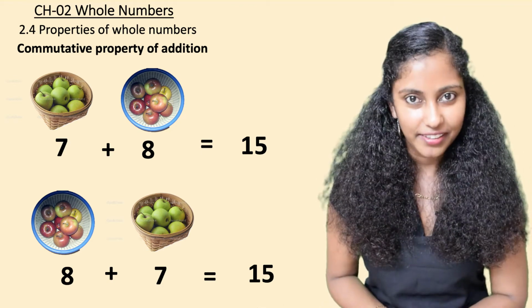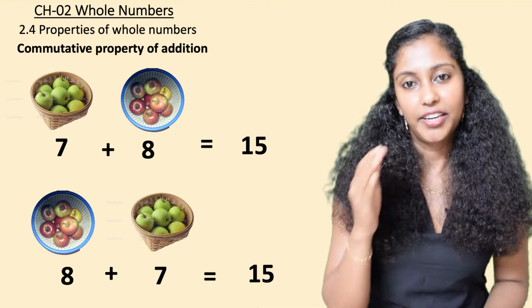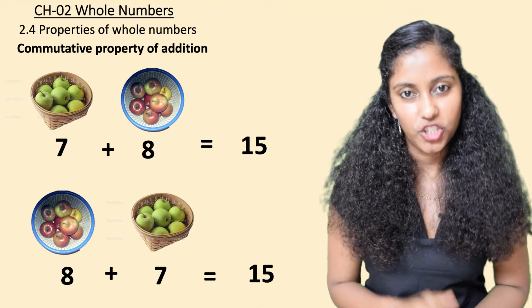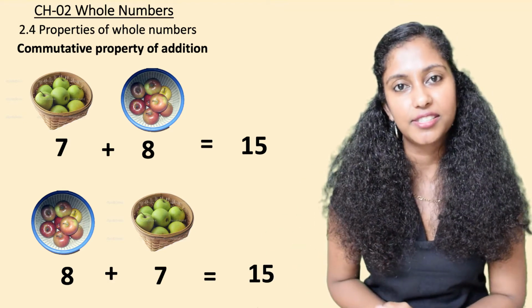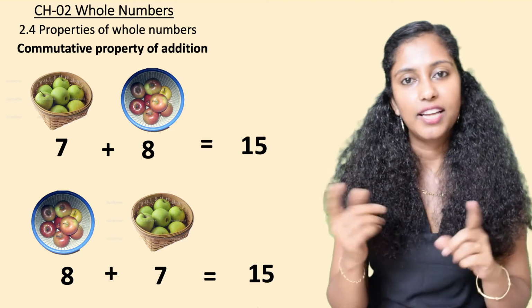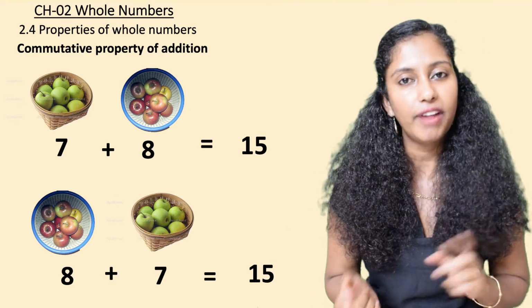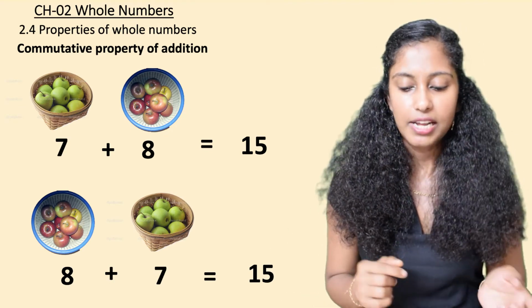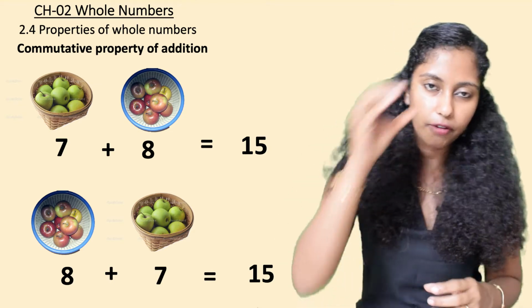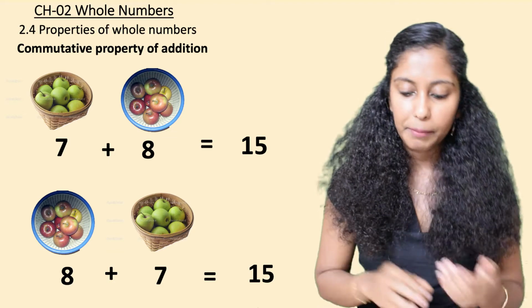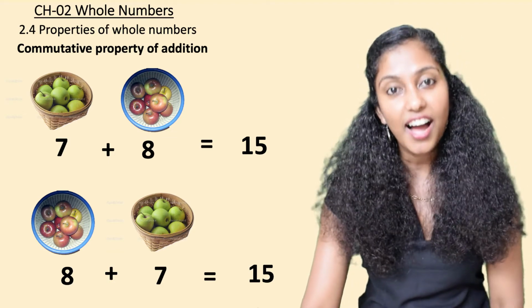So what we understand is that if the order of numbers is changed while adding, the answer still remains the same. This is called the commutative property of addition. Commutative means that the numbers which we are adding can commute, can travel from one place to another place, but still they give us the same answer.